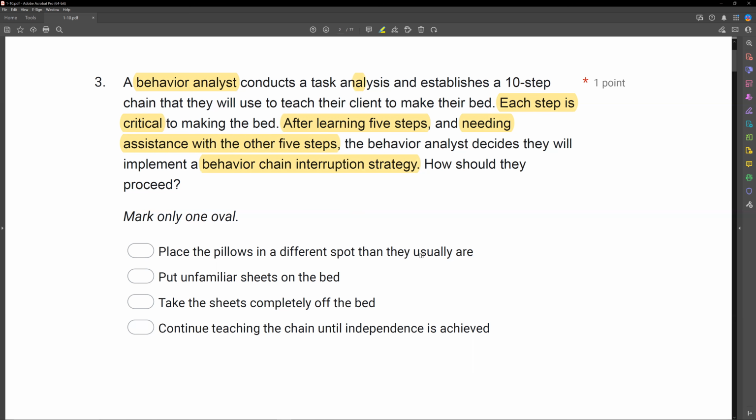So placing the pillows in a different spot, putting unfamiliar sheets on the bed, taking the sheets completely off the bed are all options later on. But right now, what the behavior analyst needs to focus on is continuing teaching the chain until that level of independence is achieved. Then they can go through these other steps of interruption.